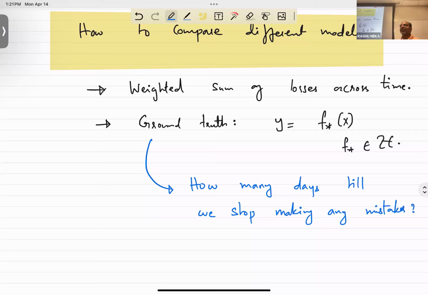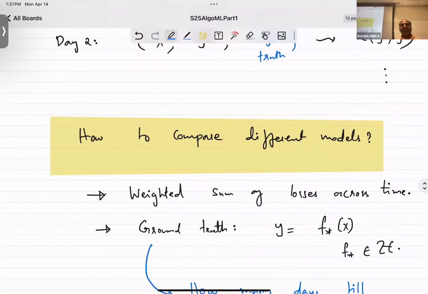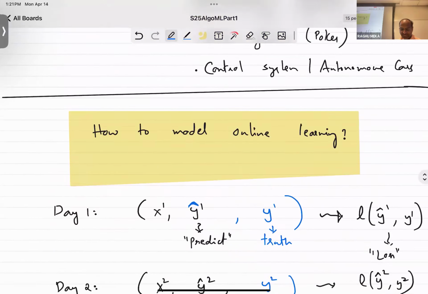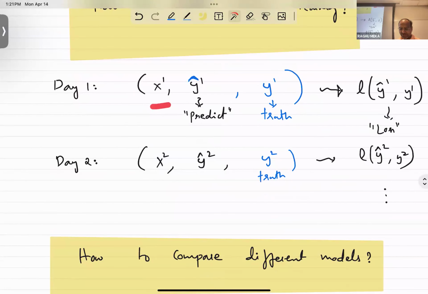So one question is, how many days till we stop making any mistakes? You want to say, if I'm learning well, after 1,000 days I've learned everything and I'm going to stop making any mistakes. That seems like a nice goal. But there is a problem here: what if all of my examples are exactly the same? I stopped making mistakes, but I haven't learned what the function is. In some sense, I've solved the problem, but it's not captured by trying to know what f star actually is.